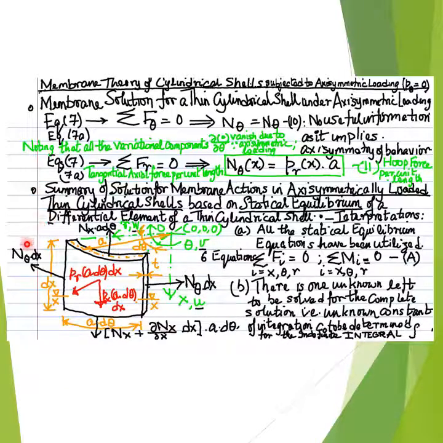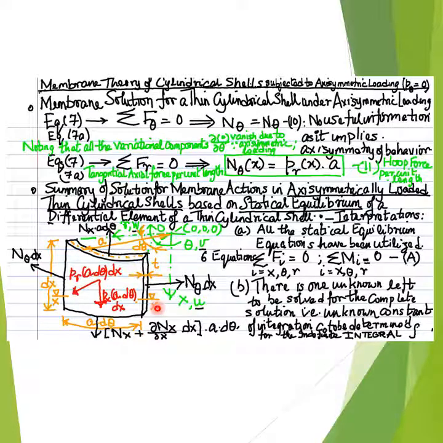based on the statical equilibrium equations, consists of only two internal actions, which are the in-plane axial force in the longitudinal x direction, denoted as nx, and the in-plane axial force in the tangential or circumferential direction theta, denoted as n theta, of which only the in-plane axial force in the longitudinal x direction, denoted as nx, has a variational term.